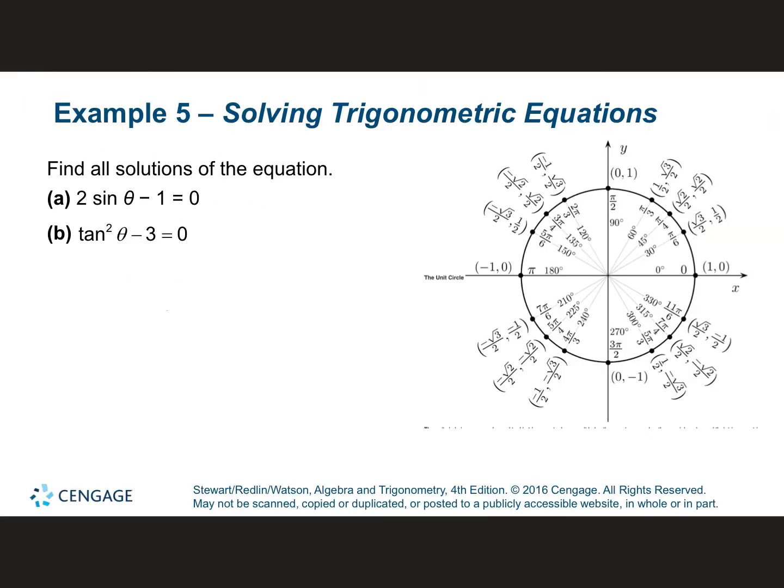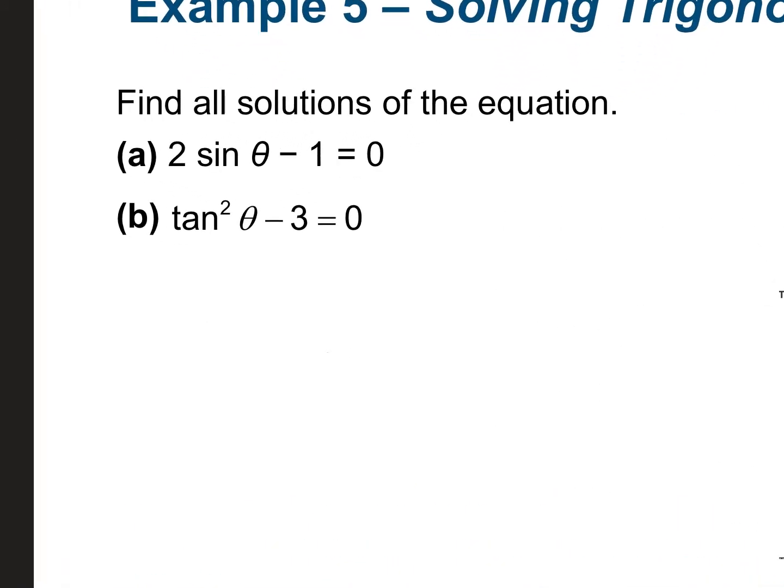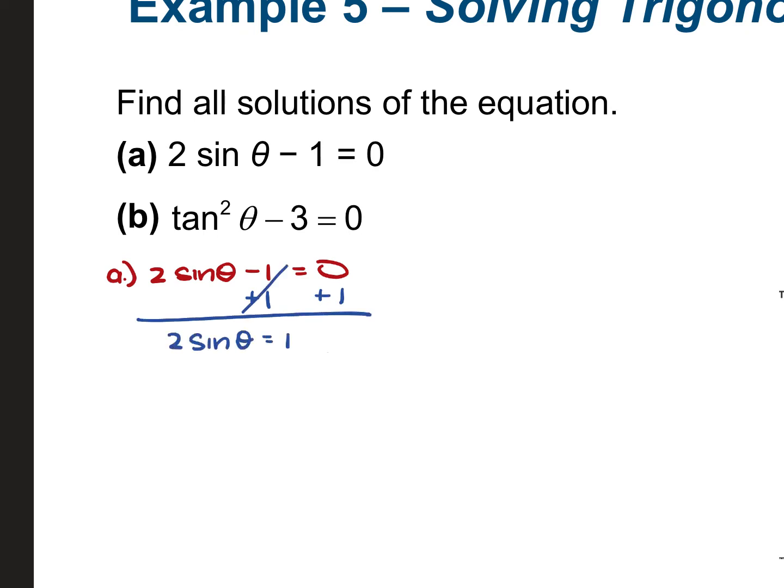For example 3 that we have here, it's really example 5. We're finding all the solutions for each of these equations. For example A, we have 2 sine theta minus 1 is equal to 0. So we're first going to take this 2 sine theta minus 1 is equal to 0 and solve it for sine theta. So first thing, undo that addition or subtraction. We're going to add 1 to both sides to get 2 sine theta is equal to 1. Then we divide each side by the 2. We get that sine theta is equal to 1/2.